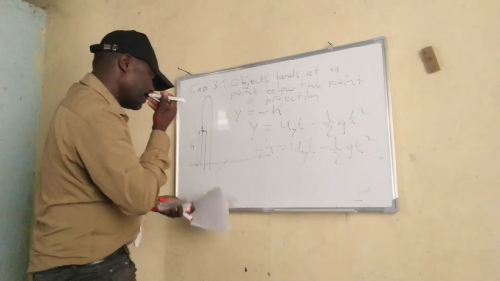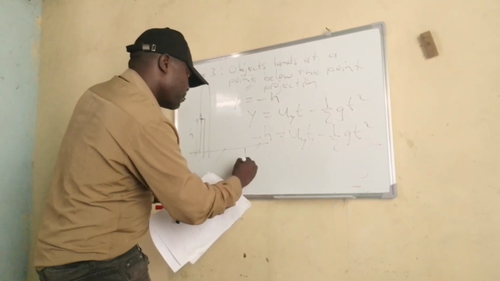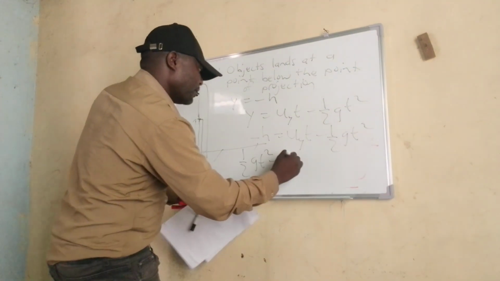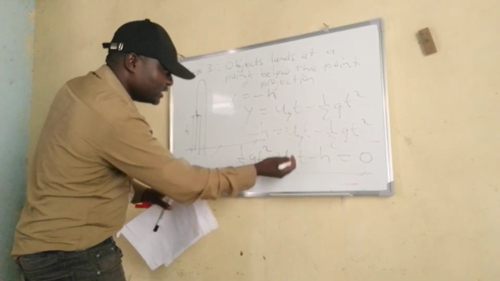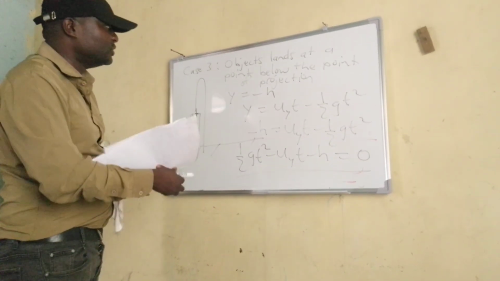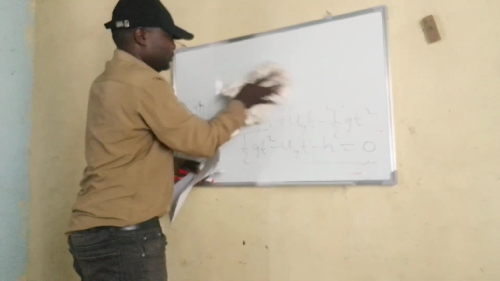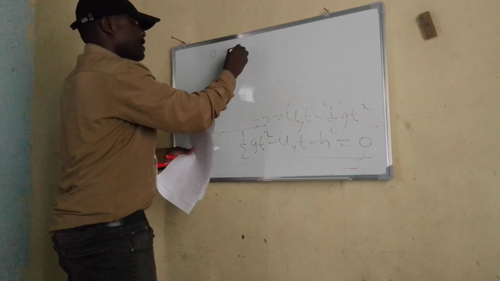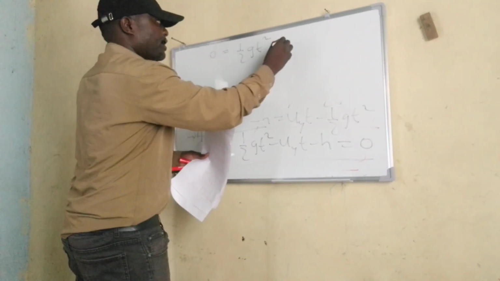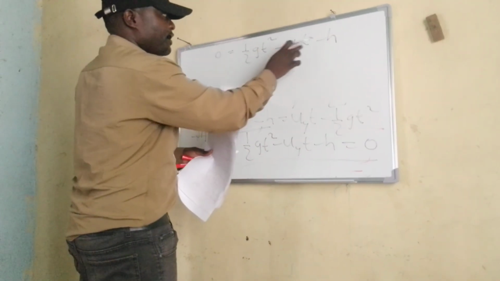So we have 0 is equal to half gt squared minus uit minus h. From this equation, we should determine t, which is the time of flight. So how do we determine t? It's very simple. So u is the initial vertical velocity, g the acceleration due to gravity, t is the time of flight.